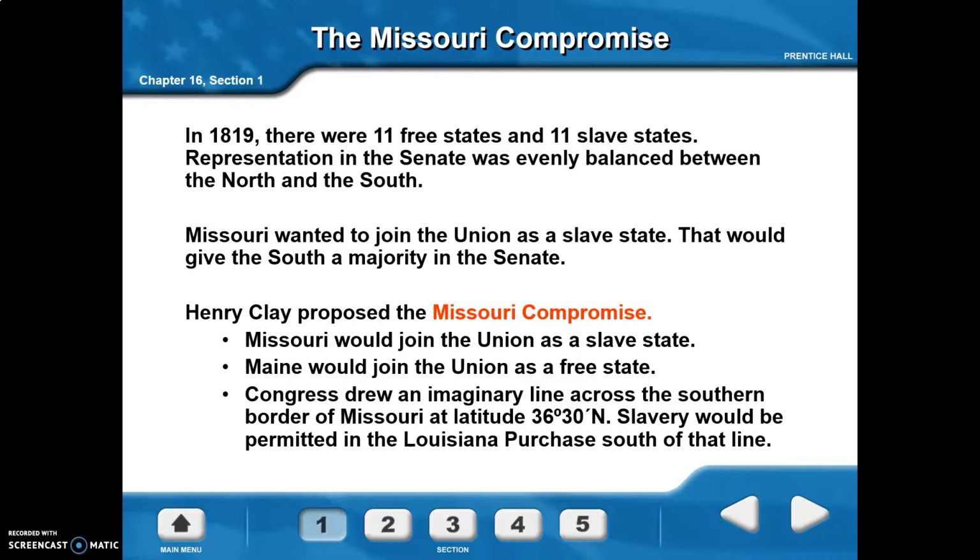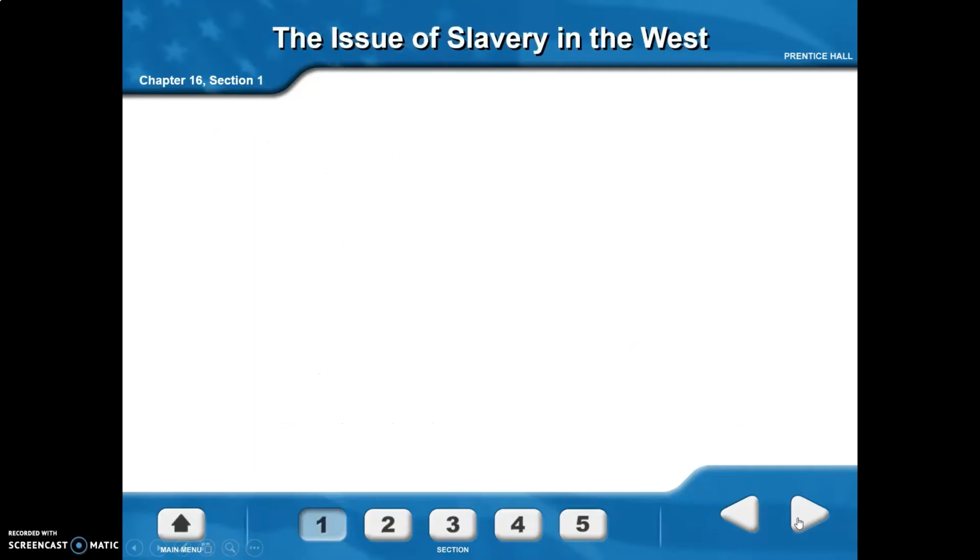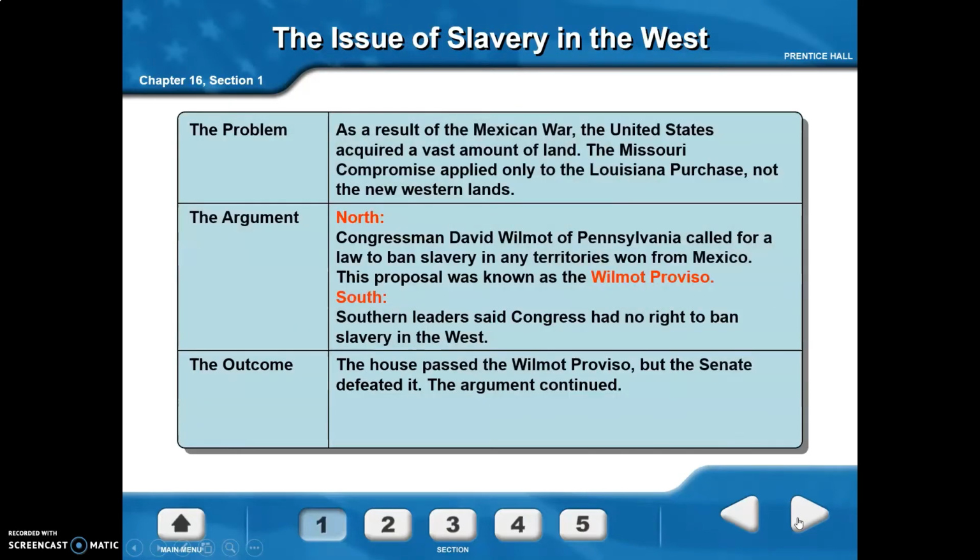But this crisis really exposed the United States and really showed how divided the North and South were, and this growing division between the two. And it all deals with this issue of slavery. So let's go to the next slide. So the issue of slavery in the West. The big problem is, as a result of the Mexican War, the U.S. acquired a big piece of land. The Missouri Compromise only applied to the Louisiana Purchase, not this new land like I just said.